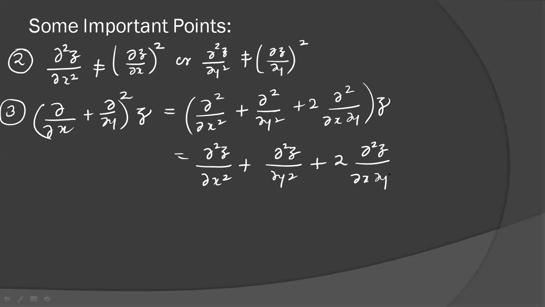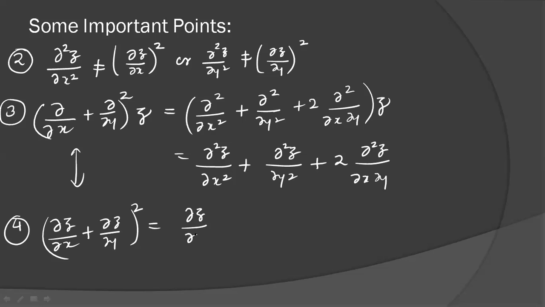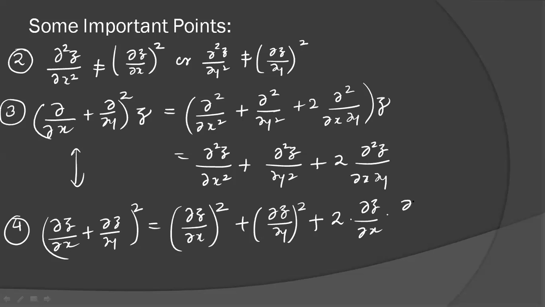These remarks will help in the Taylor series expansion of a function which has two independent variables. If you have (del z over del x plus del z over del y) whole square, both are distinct, remember here, then this is equal to (del z over del x) whole square plus (del z over del y) whole square plus 2 into del z over del x into del z over del y. So these are some important points. Let's see some more examples.